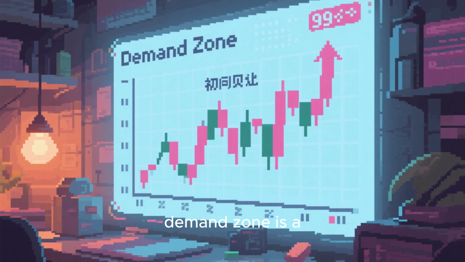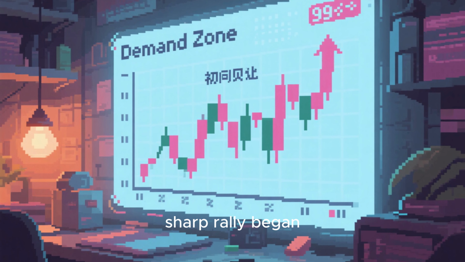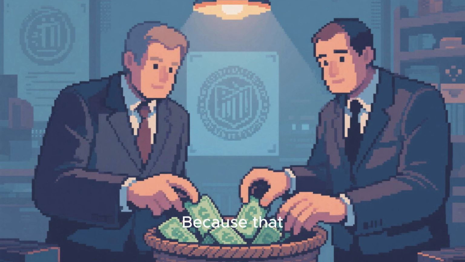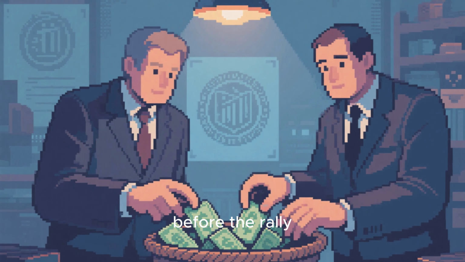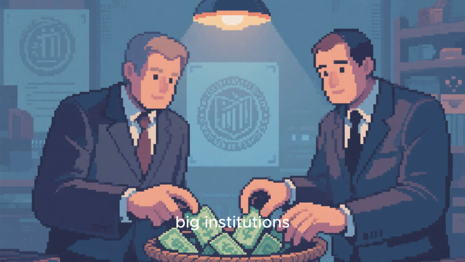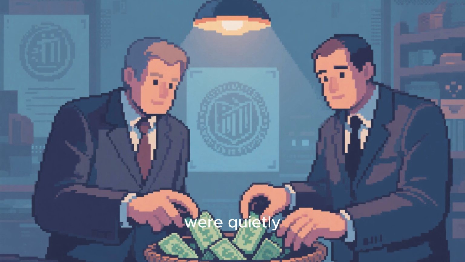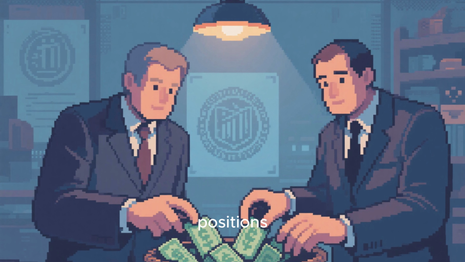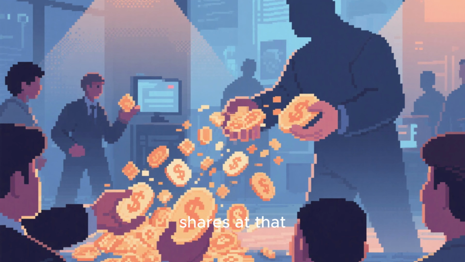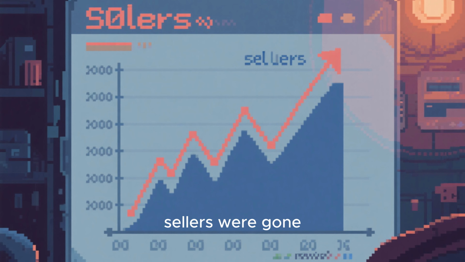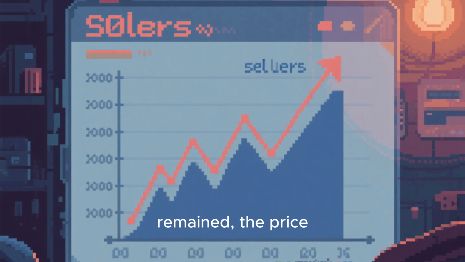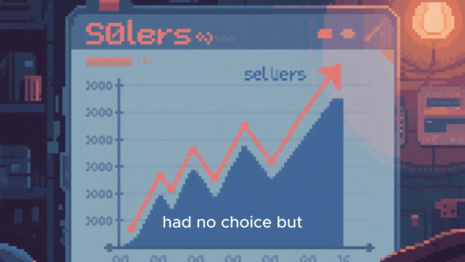A demand zone is a price area where a sharp rally began. Why is this important? Because that sideways action before the rally was a period where big institutions, the smart money, were quietly accumulating their positions. They were buying up all the available shares at that level. When all the sellers were gone and only buyers remained, the price had no choice but to shoot up.